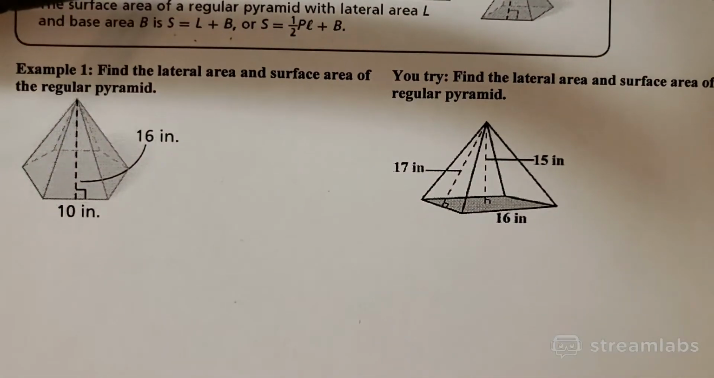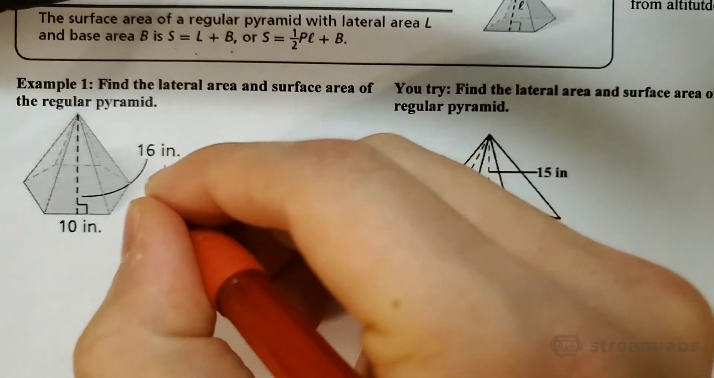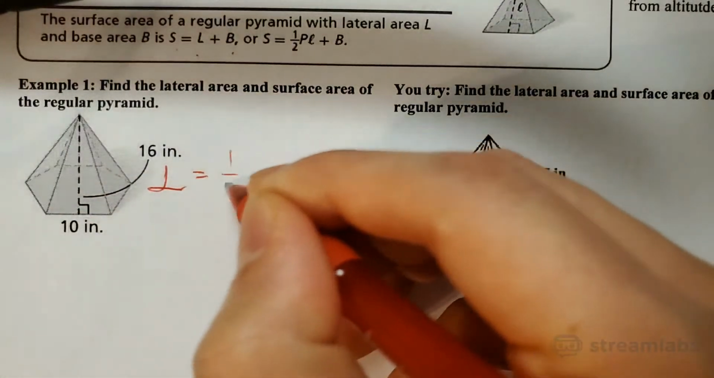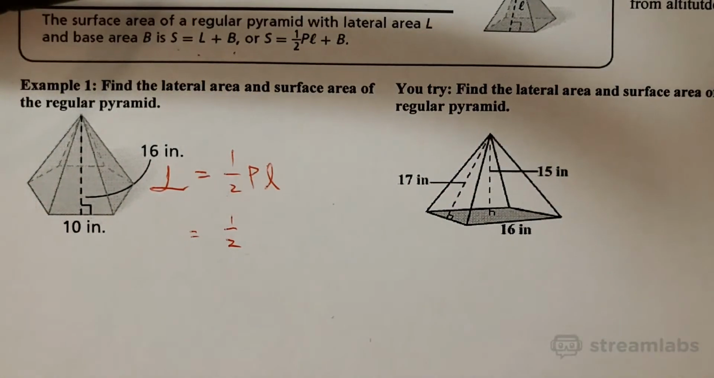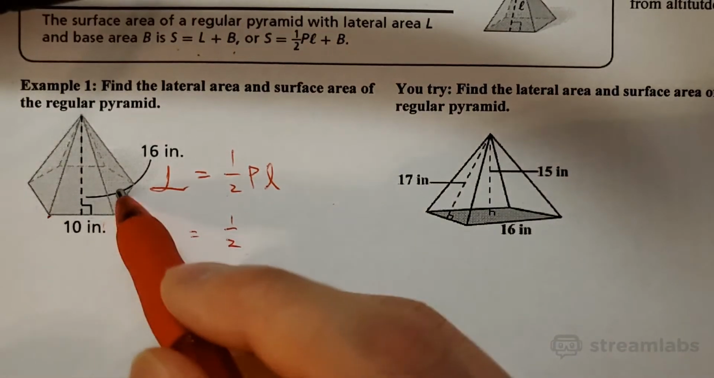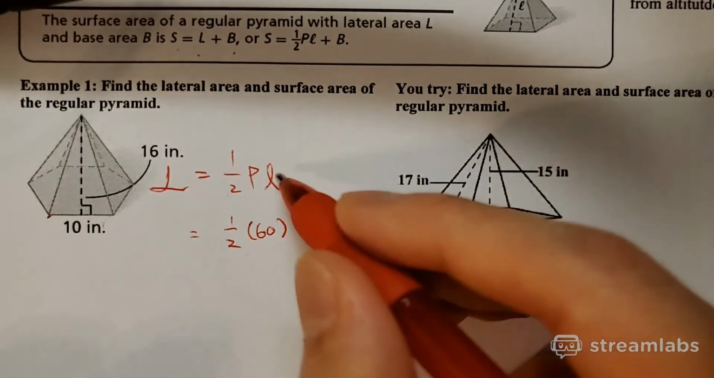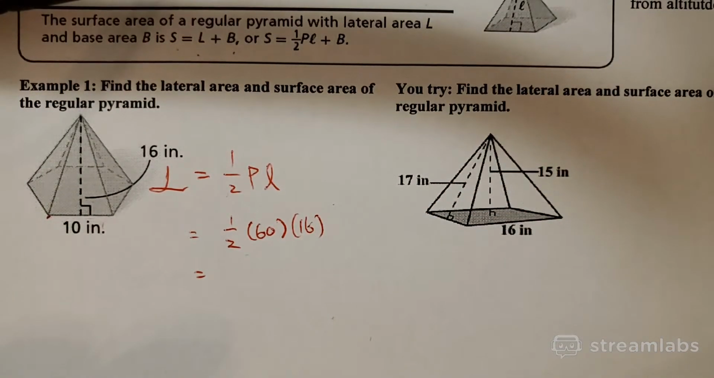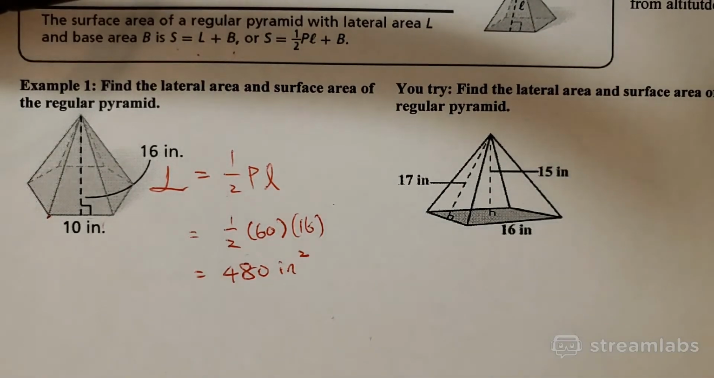Let's go back down here and let's try a problem. Okay? So lateral area is going to be 1/2 perimeter times slant height. 1/2 perimeter for this is what? This is a regular hexagon, and side length is 10, so the perimeter is going to be 10 plus 10 plus 10, 60, right? 6 sides. Slant height, they already tell you 16. So lateral area would be 480 inches squared. Is that right?